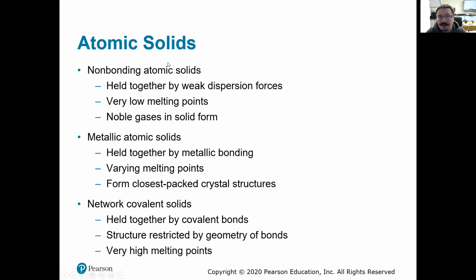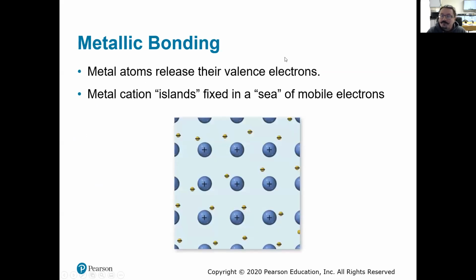So non-bonding atomic solids are going to have very low melting points, which makes sense, right? If we want to turn a noble gas into a solid, we're going to have to get it really, really, really, really cold. Next is metallic atomic solids. So looking at these, any kind of metal from lithium to titanium to lead is going to have this.